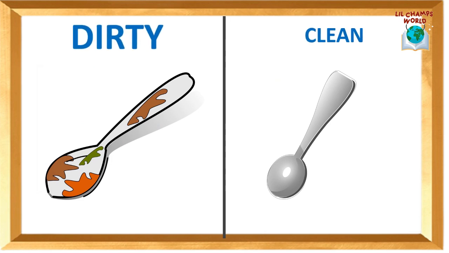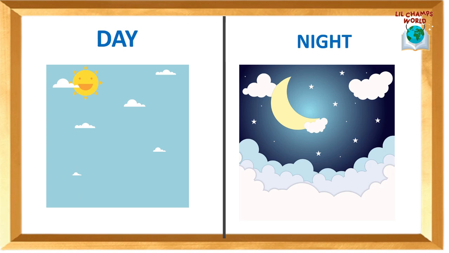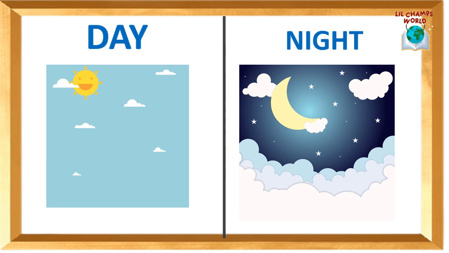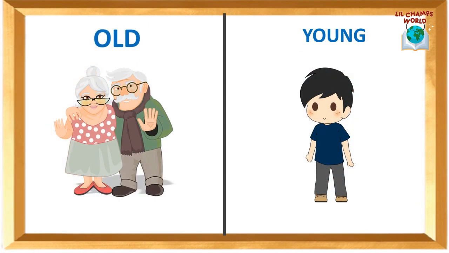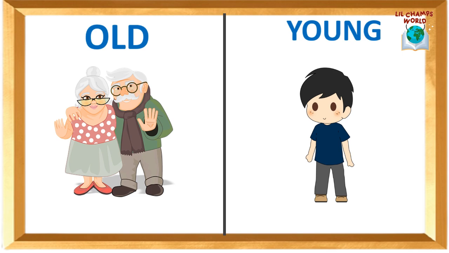Dirty, clean. Opposite of dirty is clean. Day, night. Opposite of day is night. Old, young. Opposite of old is young.